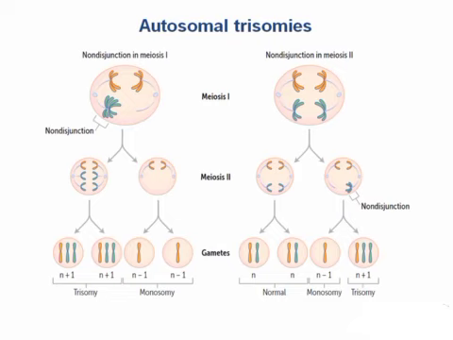Well, the most common cause is meiotic non-disjunction, which is when a chromosome fails to separate during meiosis. Now remember, meiosis has 2 steps, meiosis 1 and meiosis 2. So having non-disjunction in either step causes a different outcome.